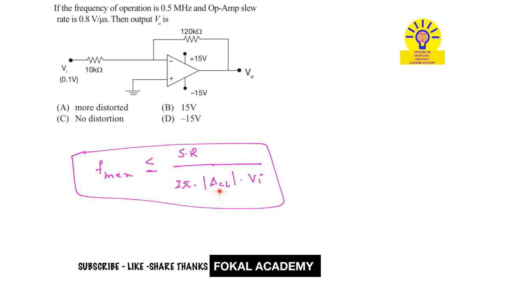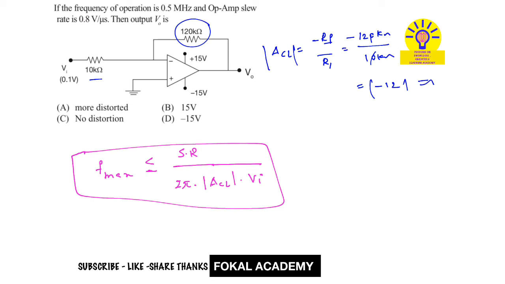So what is the ACL, the closed loop gain? Here the op amp is an inverting op amp, because the source was given to the inverting input terminal. So the closed loop gain is defined as ACL equal to minus RF by R1. Here RF is 120 kilo ohms divided by R1, which is 10 kilo ohms. So that equals minus 12. But we want the modulus value, so that is 12, because here we want only the modulus value.